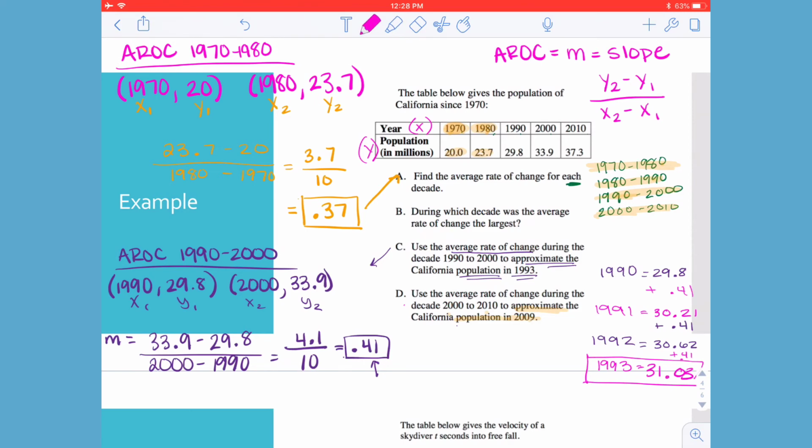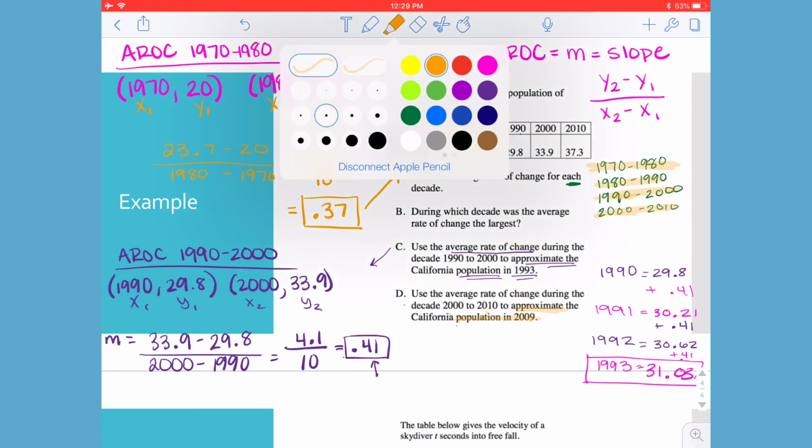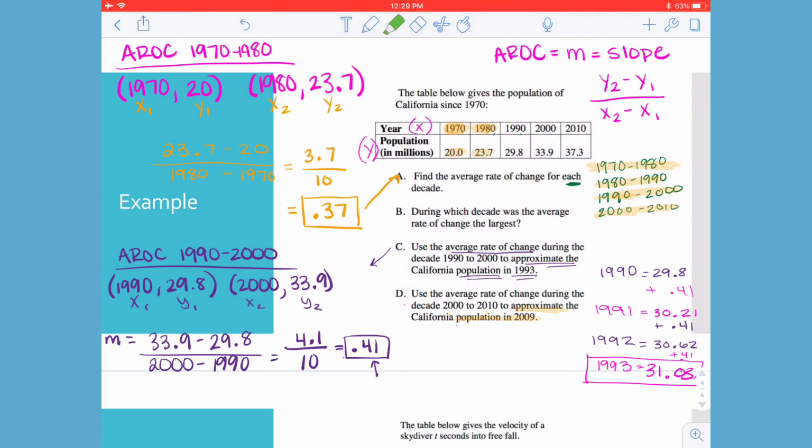If you notice, when we found our slope between 1990 and 2000, we started at 1990, and then we added 3 times to get to our year 1993. Well, it would probably make more sense in letter D to start with 2010's population and subtract whatever slope value you find to get a year below it.